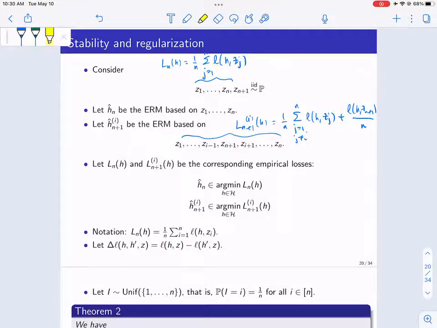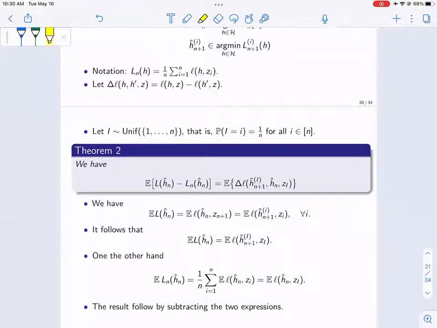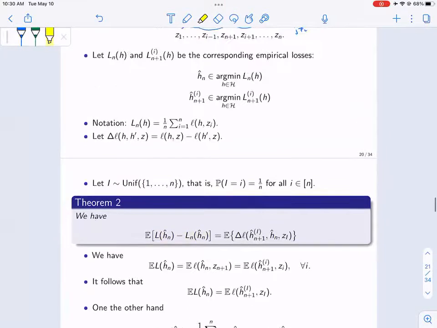Okay, so the first thing is to state this sort of stability idea. Suppose I draw i uniformly from 1 to n, so the probability that this index takes any one of the values from 1 to n is 1 over n. Randomly pick one coordinate, basically. So I have this result, which, if you want to unpack it, says that this is the population loss minus the empirical loss of the ERM, the original ERM, right?